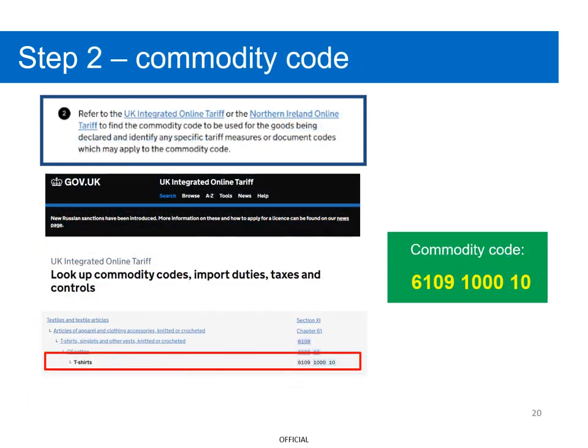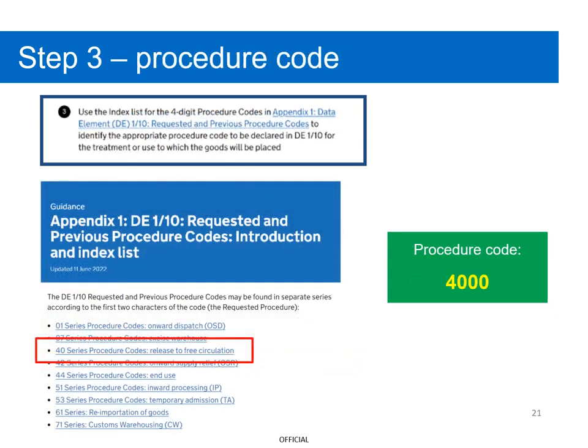Step 2 was about finding the specific commodity code for Hallie's declaration, which she has to revisit in later steps to check whether any other information is needed, for example, in relation to additional information or document codes. Step 3 was to identify Hallie's procedure code. This is the first time Hallie used Appendix 1, which she continued to use throughout her declaration.